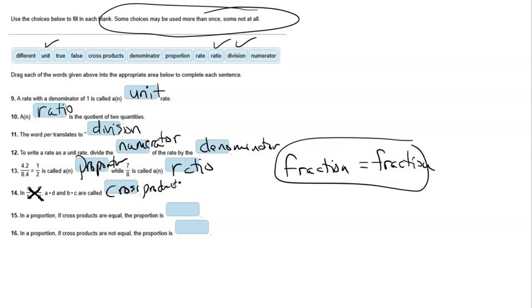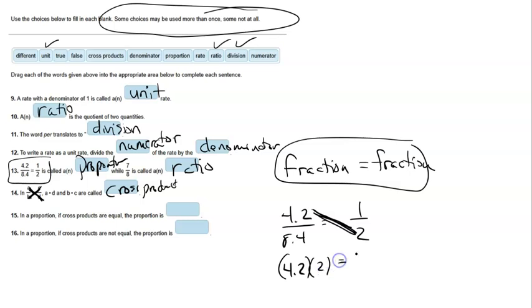Okay, so for instance, if you look at this proportion, 4.2 over 8.4 is equal to 1 over 2. If you cross this way, 4.2 times 2, I'm going to write it this way, equals, and then you cross this way, 8.4 times 1. Notice they are equal. If that is true, then you're dealing with a true proportion. Okay, and if the cross products are not equal, the proportion is false.